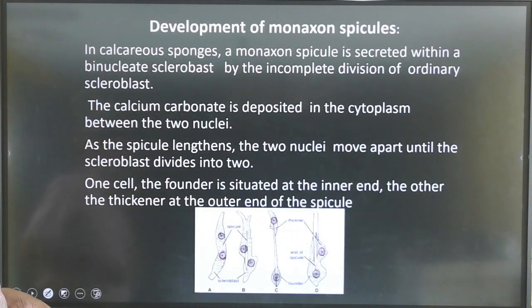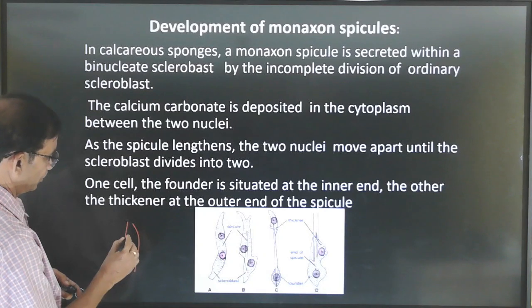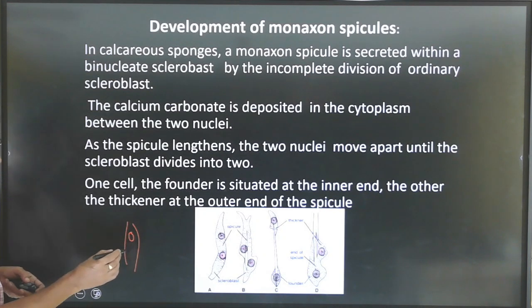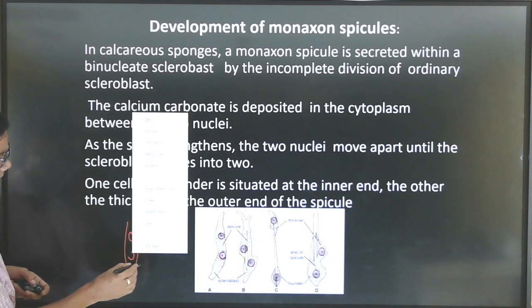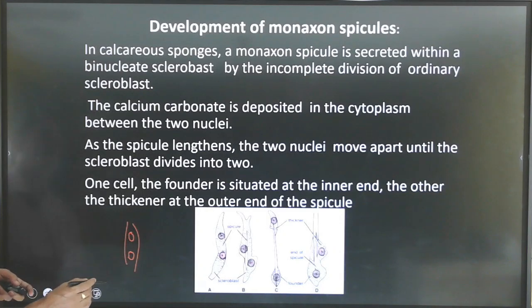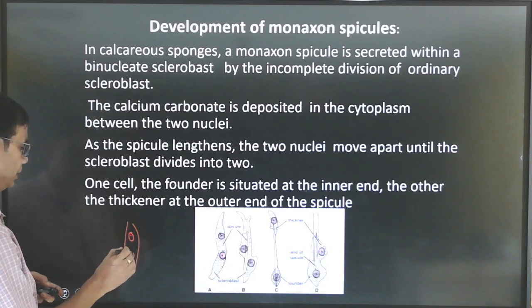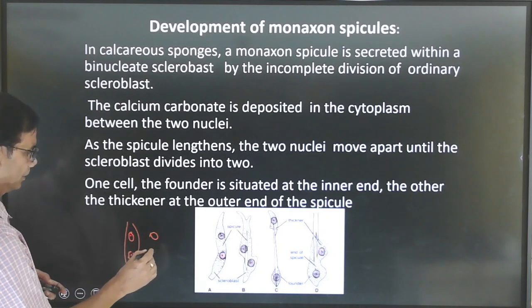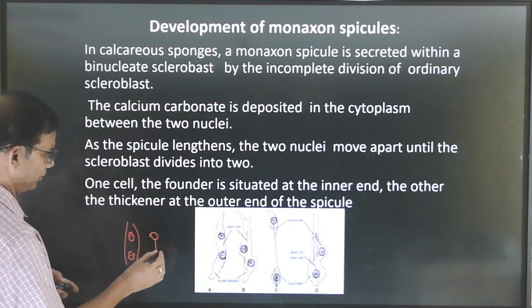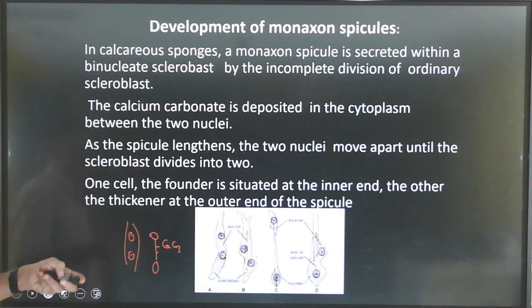So, how are monaxon spicules developed? See here, in the mesenchyme layer, the scleroblast divides, but the division of the scleroblast cell is incomplete, and at the same time, as they divide, they move away from each other, just in a repulsion case, and at the same time deposition of calcium carbonate occurs here, which ultimately forms the spicule.